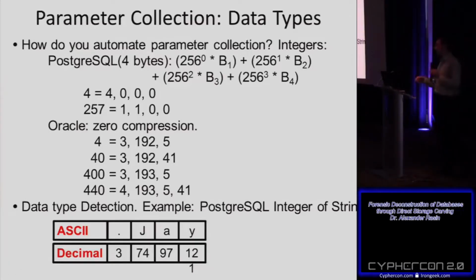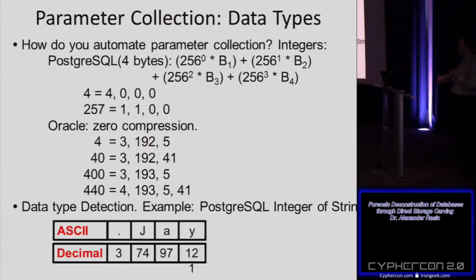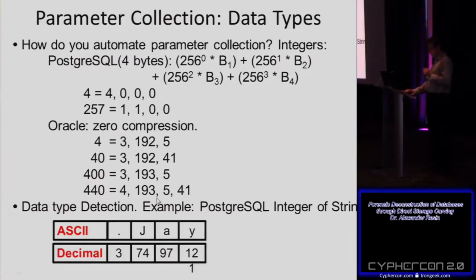So 4 is represented as 3 for 3 numbers, 192 for no zeros, 5 for the 4. Then 40 is represented as 3, 192, and 41. And then 400 is represented as 3, 193 for 2 zeros, and then 5 for the 4 in the beginning. And then finally, I have 4 bytes, then 193 for 2 zeros, then 5 for 400, and then 41 for 40. Those are the actual 4 bytes that you'd see in the storage.